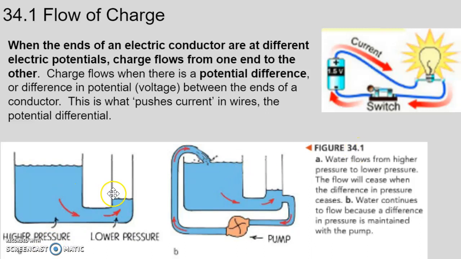You can think of it like this situation right here. Water flows from a higher pressure to lower pressure. That's always true. The flow will cease when the difference in pressure ceases. At location B, we see that water continues to flow because of a difference in pressure that is maintained with the pump. Even though it's flowing here, you're getting water pumped back to the top. So water flow will be from the high pressure to low pressure. Well, that's the same concept of what's happening in a battery. You're getting your cathode and your anode here. It's pushing current from high to low.